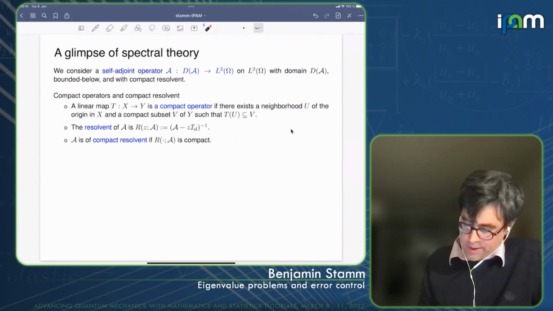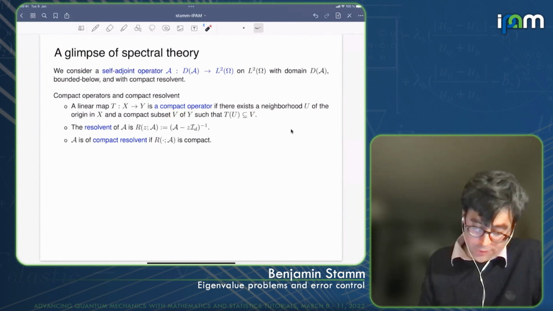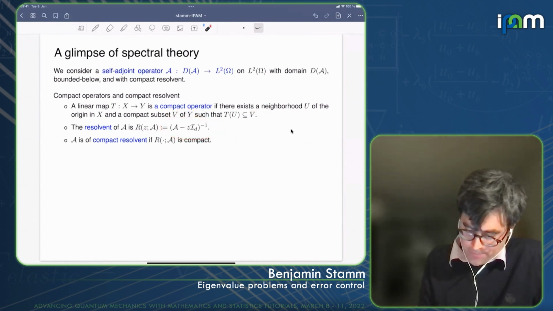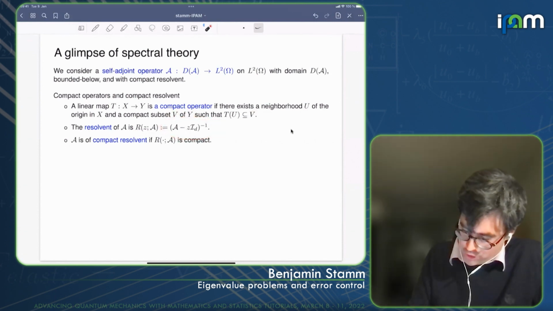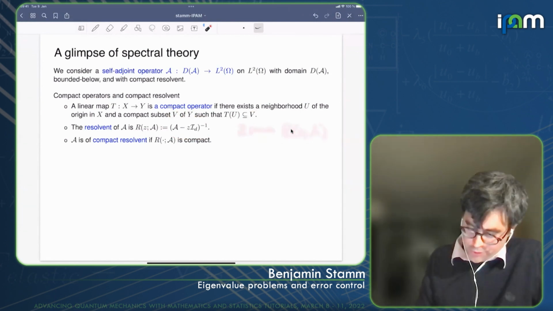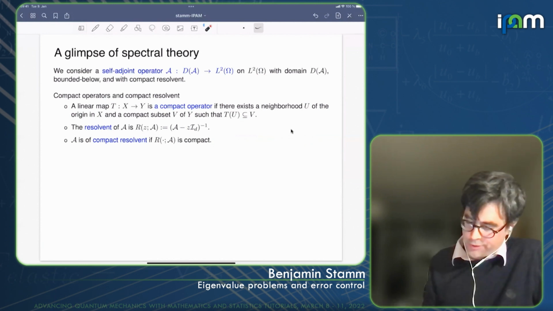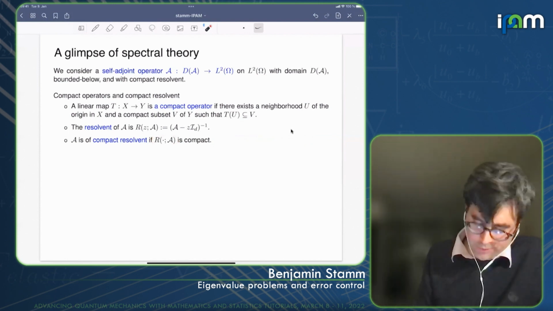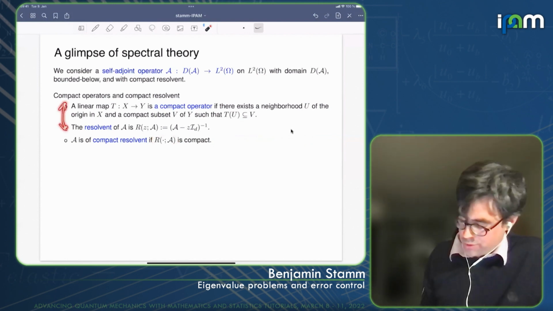Okay, then the second term is resolvent. What is the resolvent of the operator? It is A minus z identity, inverted. So this is the application z to R_z(A), the resolvent, and so the operator is with compact resolvent if the resolvent is compact. Okay, so you kind of merge these two notions.